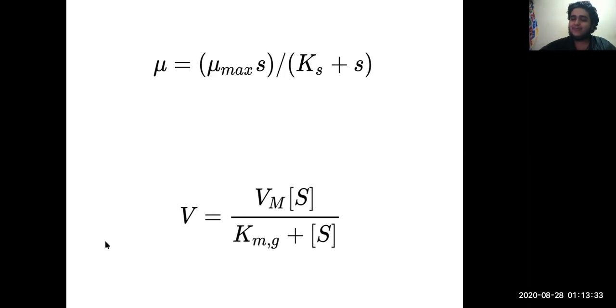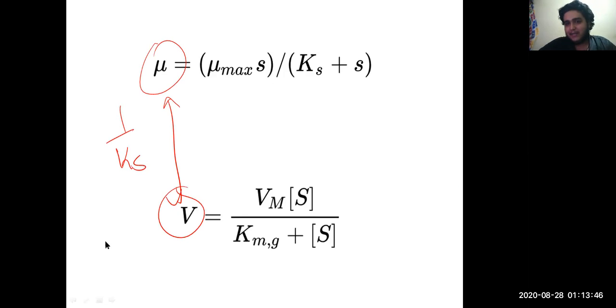Now, finally, I have a few more significance of these kinetics, with which I'll conclude my presentation. The first and foremost thing is 1 by Ks. Now, looking at the equation itself, as I told you again, both of these have very similar dimensions because both of them are rate of change. This is rate of change of the reaction, which is the velocity of the reaction.